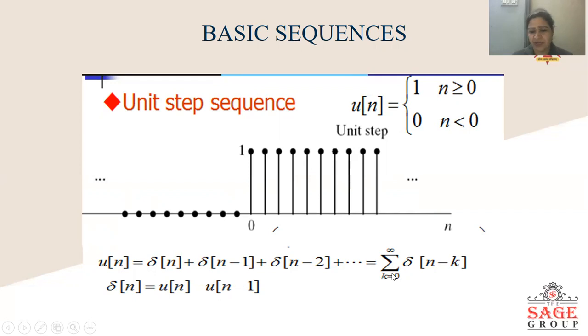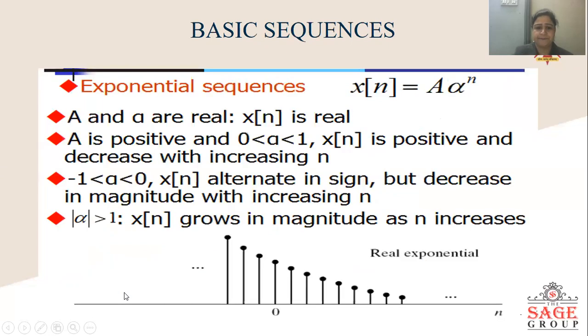So in general form, I can say that it is represented by summation k equal to 0 to infinity delta n minus k. So delta n can also be shown as u n minus u n minus 1. u n means the sequence which is shown in the graph, and u n minus 1 means the sequence which is shifted by 1 unit to n equal to 1. When we subtract u n and u n minus 1, we will get only one impulse which is located at n equal to 0 and is having value 1. So it will give me the sequence delta n.